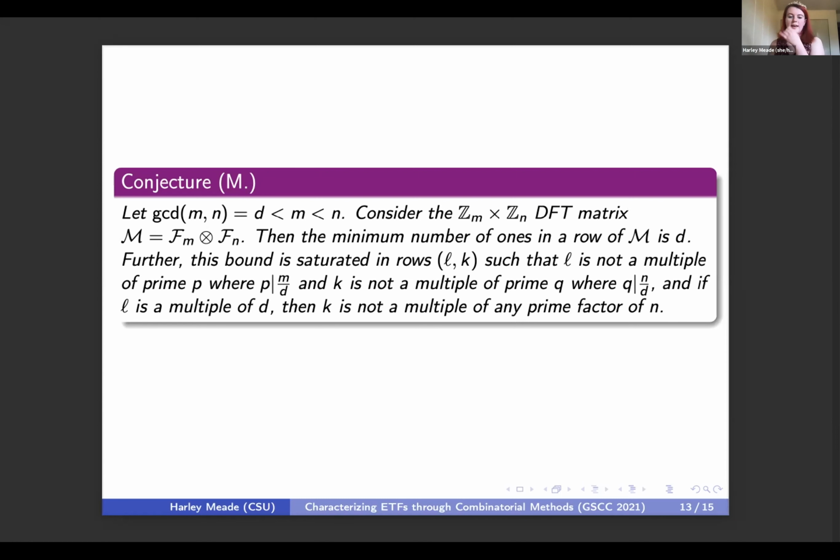And then this bound will be saturated in rows L, K, where L is not a multiple of a prime that divides M over D, and K is not a multiple of a prime that divides N over D. And if L is a multiple of the GCD, then K is not a multiple of any prime factor of N. So there's kind of a lot going into that, but I think I'll be able to prove that soon.